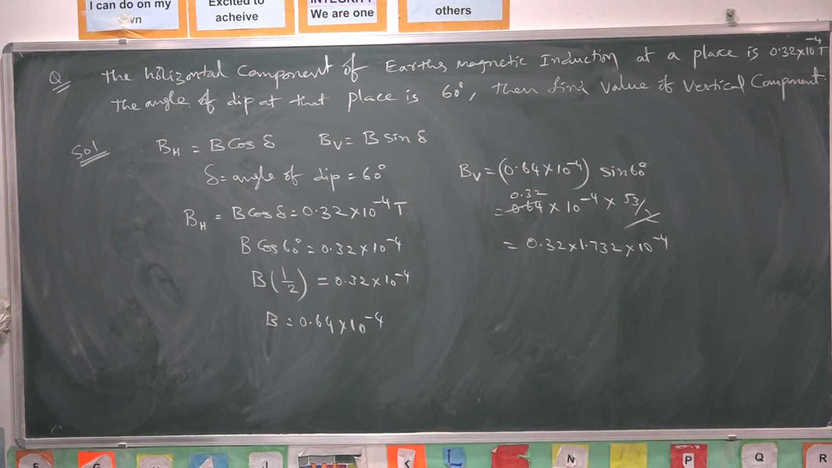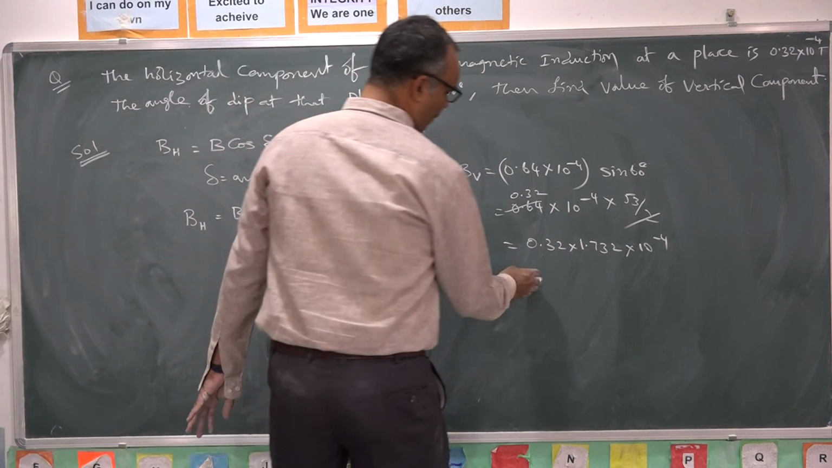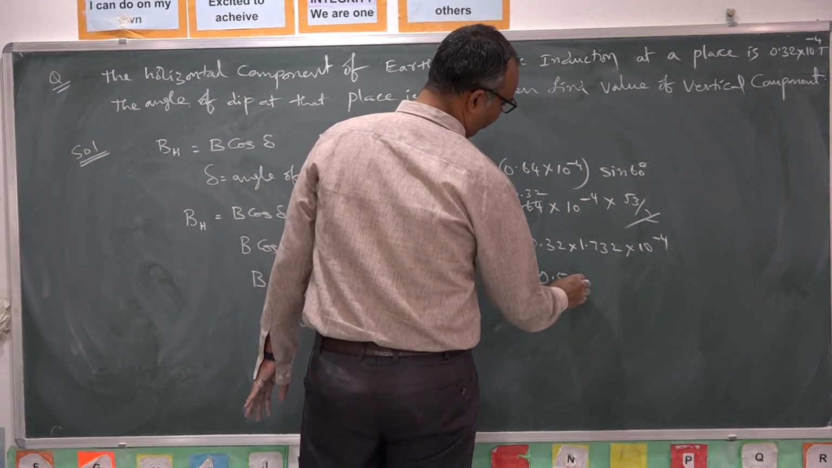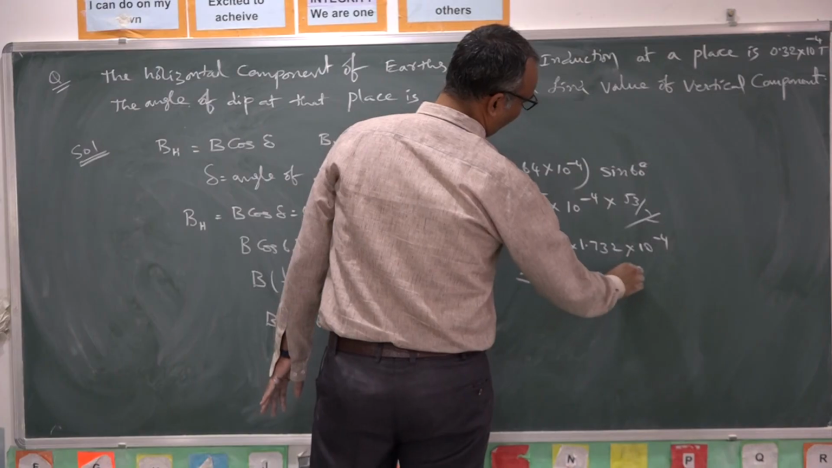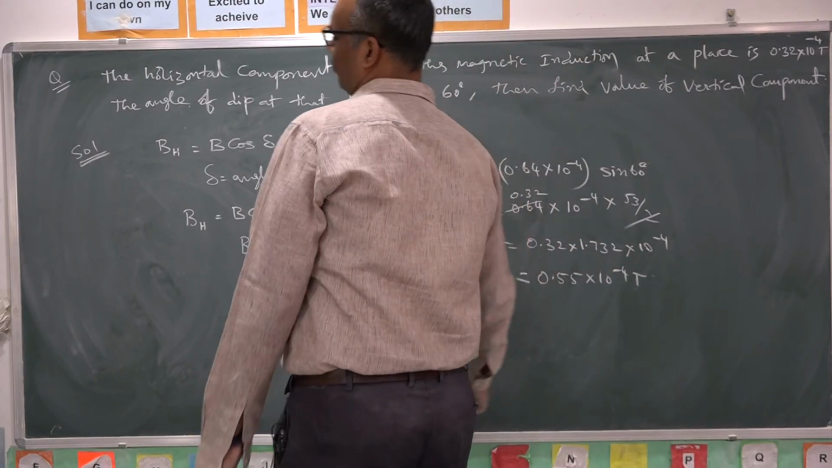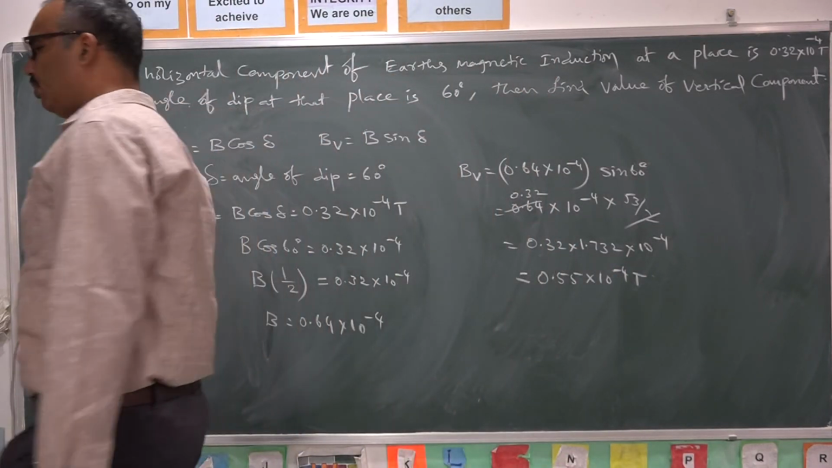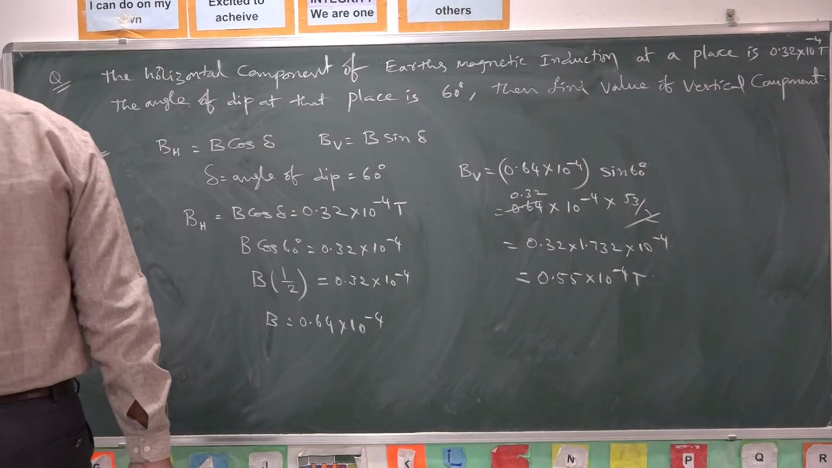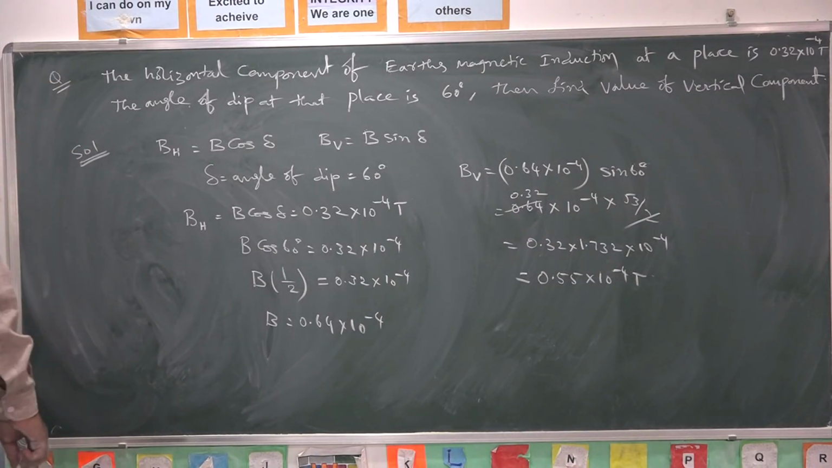If you multiply, you get 0.55 into 10 power minus 4 Tesla. This is the simple solution for the given question.